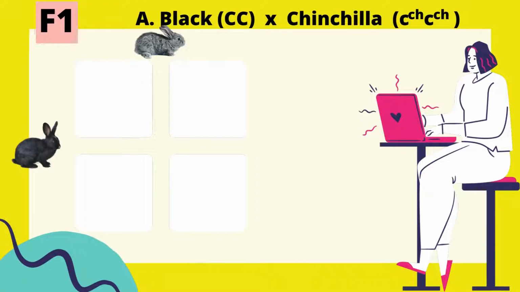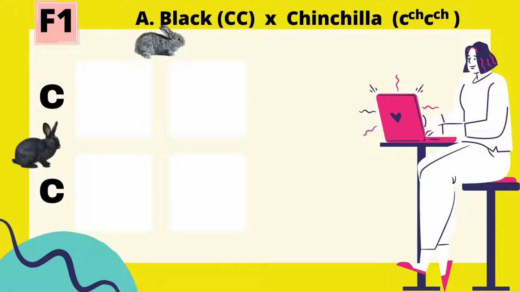Using the Punnett square, let us solve for F1. With black rabbit, the genotype is capital C and capital C, and chinchilla with genotype lowercase c with superscript ch and lowercase c with superscript ch as the parents. For the first step, each parent will give one allele or gamete for each row. Black rabbit will give one capital C and another capital C. Chinchilla will give one allele or gamete for each column: lowercase c with superscript ch and another lowercase c with superscript ch.